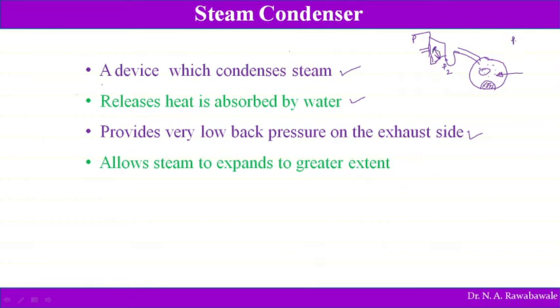Say for example, P1 is the inlet pressure, PA is the atmospheric pressure, and P2 is the vacuum pressure. So instead of expanding it up to atmospheric pressure, the steam is expanded to the pressure P2, which is equal to the condenser pressure. P2 is the condenser pressure. So here the steam is expanded from the inlet pressure P1 directly to the exit or exhaust pressure P2, which is equal to the condenser pressure, and this allows expansion to a greater extent.